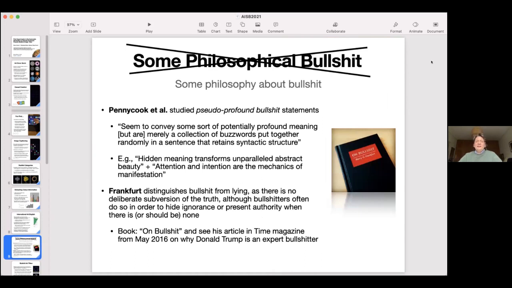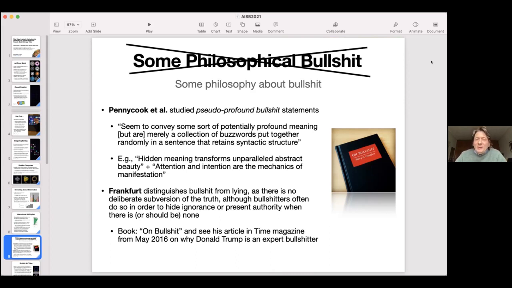Here is not some philosophical bullshit, but some philosophy about bullshit. There's a partially studied area, the notion of bullshit in language. Pennycook et al. looked at pseudo-profound bullshit statements. These seem to convey some sort of potentially profound meaning, but are merely a collection of buzzwords put together randomly in a sentence that retains syntactic structure. And they give some examples. Hidden meaning transforms unparalleled abstract beauty. The kind of thing which you think, oh, that's really clever. And then when you look into it with a bit of scrutiny, it makes no sense.